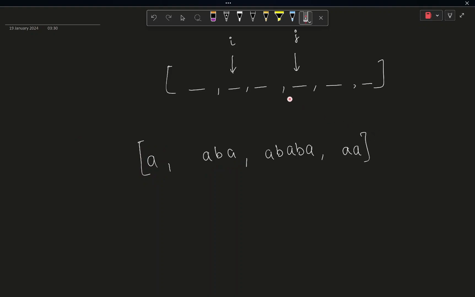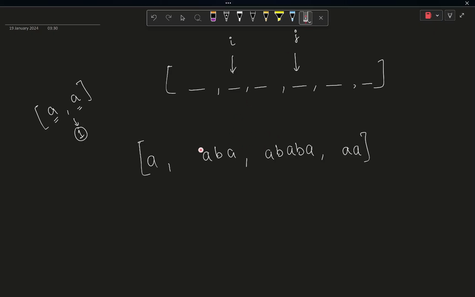And someone might have a doubt: what if there are two strings like A and AA? Will I consider this as the prefix and suffix both for the second string or not? So the answer is yes. In this case, it is coming as a prefix as well as a suffix for the second string. So the answer is 1.